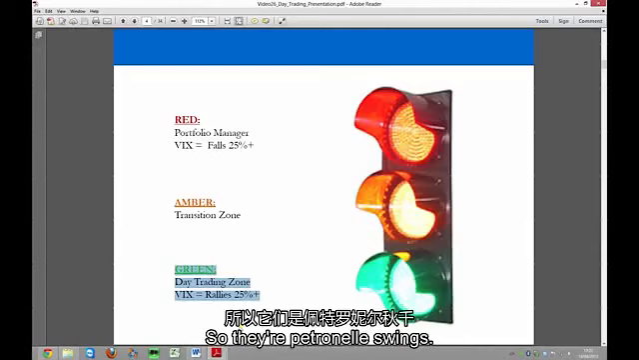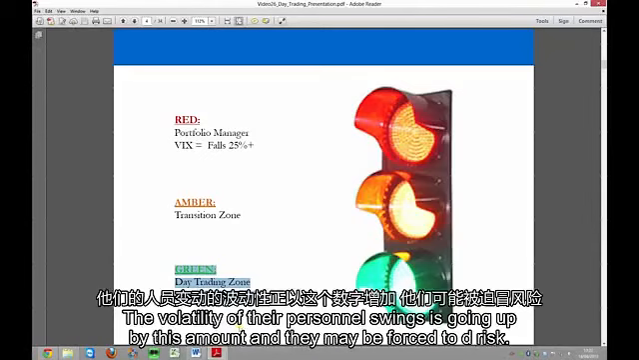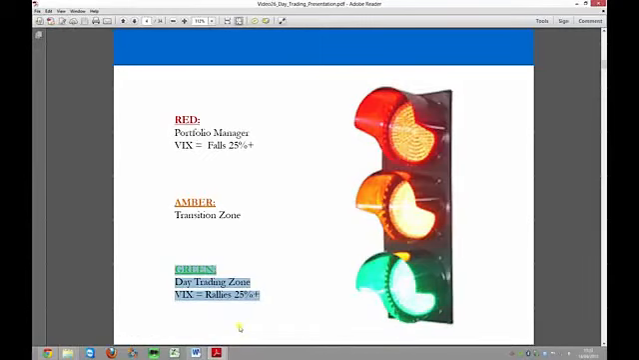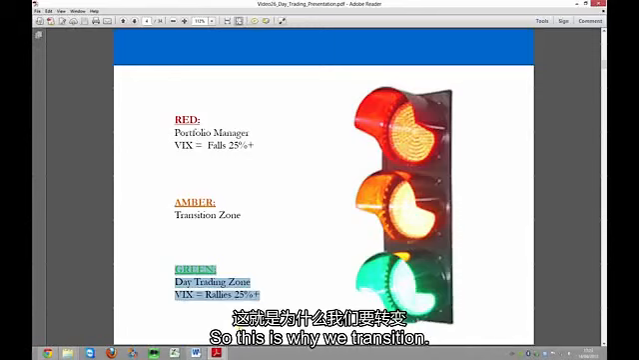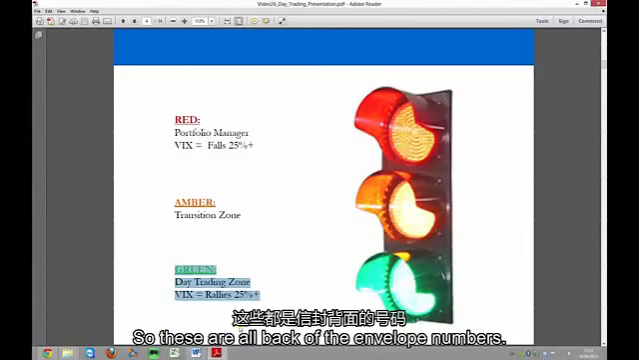So their P&L swings, the volatility of their P&L swings, is going up by this amount, and they may be forced to de-risk. So we want to be predicting this, and we want to be making sure that we do something about it. So this is why we transition. So these are all back of the envelope numbers.